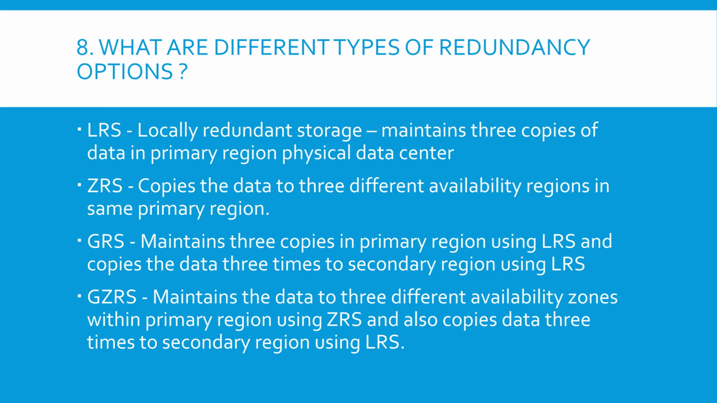Next one is GRS, geo-redundant storage, which means it maintains three copies in the primary region using LRS and copies the data three times to the secondary region using LRS. And the highest redundancy option is GZRS. It maintains the data in three different availability zones within the primary region using ZRS, and also copies the data three times to the secondary region using LRS.